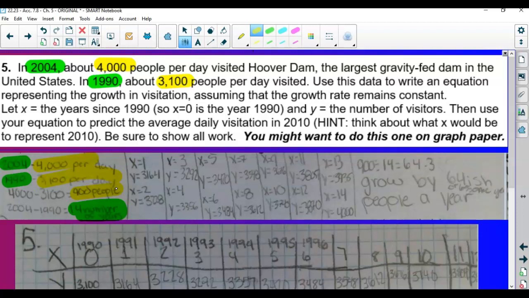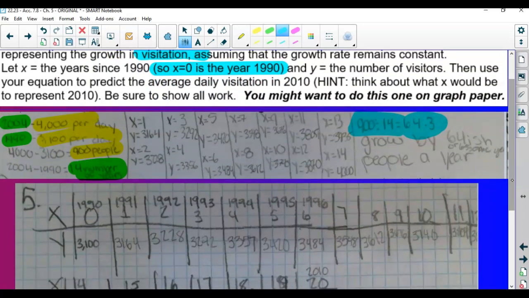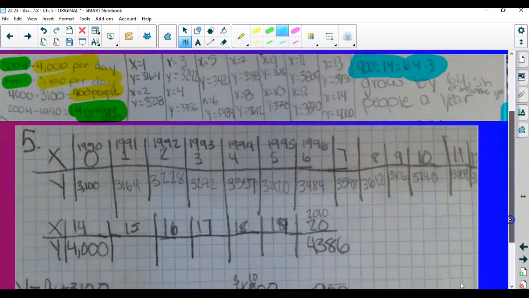So our growth of 900 people divided by 14 years, they show that right here. That's how we get 64.3. That's our slope. That's our people per year. Yes. Or 64 or 65 if you rounded. And then if we're saying that x equals 0 is 1990, what's our y-intercept? Well, that's 3100. If that's when x equals 0, that is our y-intercept. So our equation becomes, I forget if they had the equation on this one. I think they have it on this one.